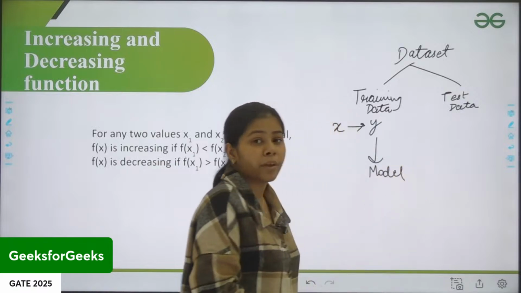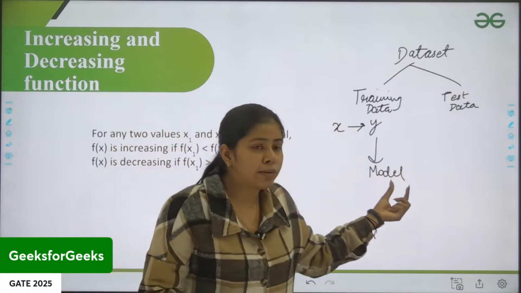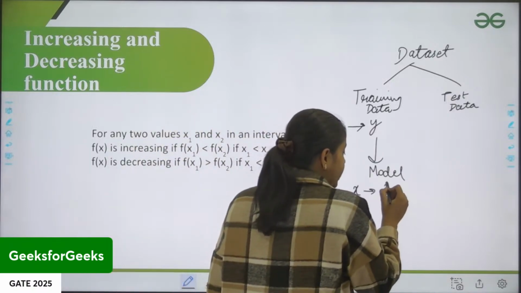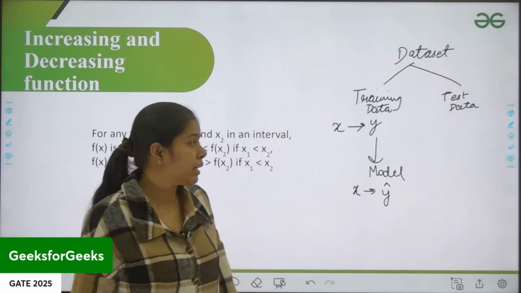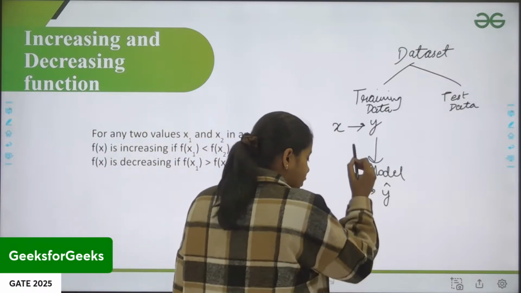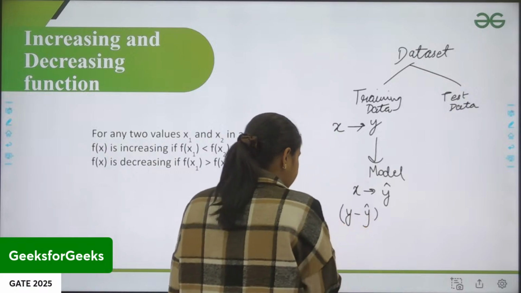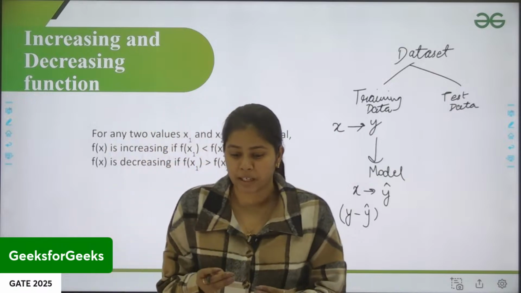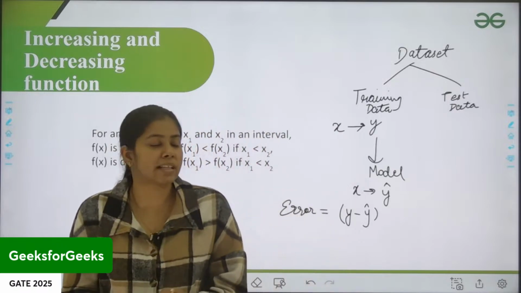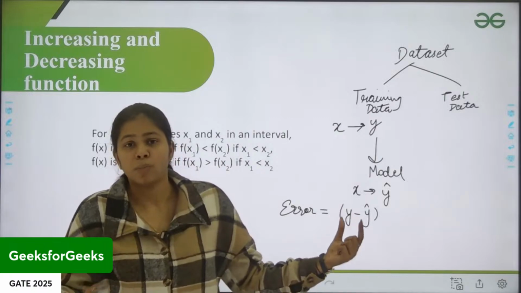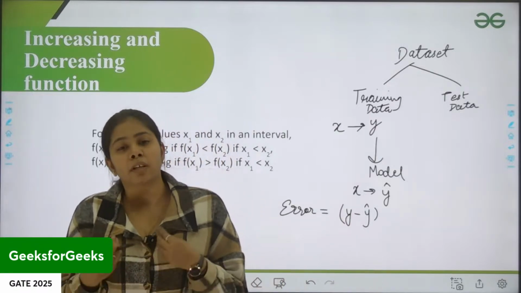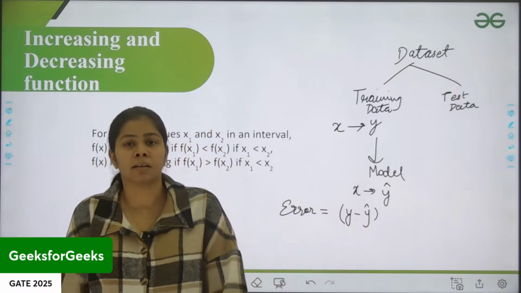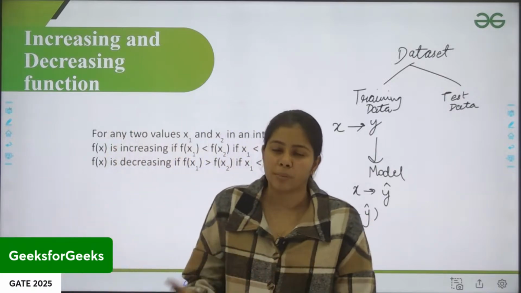Once I get a model, I'll give all the values of x and get the predicted values. Corresponding to those x, I'll get the predicted value, that is y cap. The difference between the actual value and the predicted value is my error, and I have to minimize this error because I want my model to perform well. It performs well when we have minimum error. So I'll minimize this error using maxima and minima, or optimization of a function.